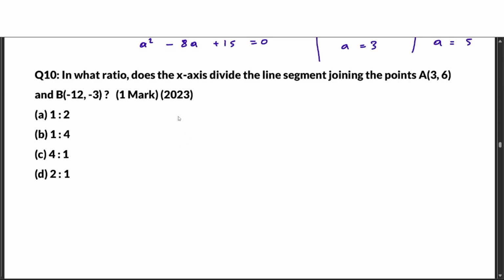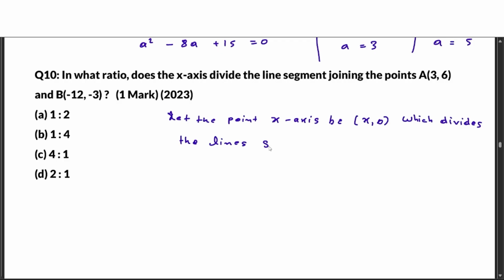So here we can say, let the point on the x axis be x comma 0, and which divides the line segment joining the points A, that is 3 comma 6, and B, that is minus 12 comma minus 3.